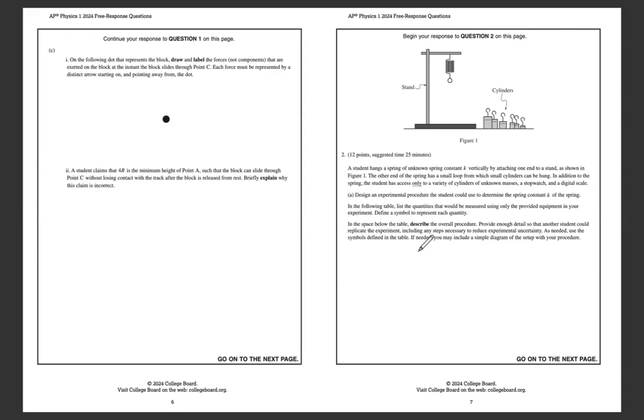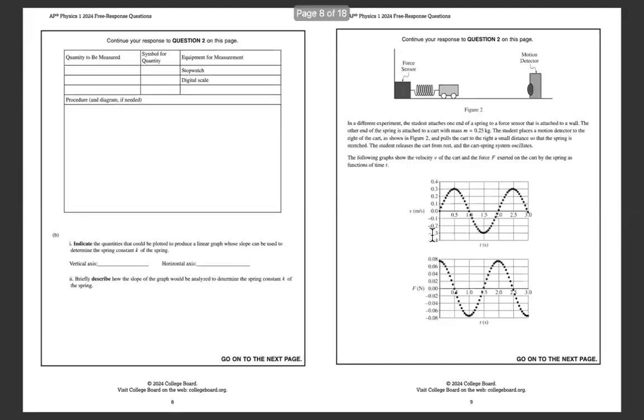You have cylinders of unknown mass, a stopwatch, and a digital scale. And you're asked to list quantities that you would measure and describe the overall procedure. All right, this is not bad at all, actually. This is a pretty simple one. So things that we need to measure, right, stopwatch and scale, are a couple of things.